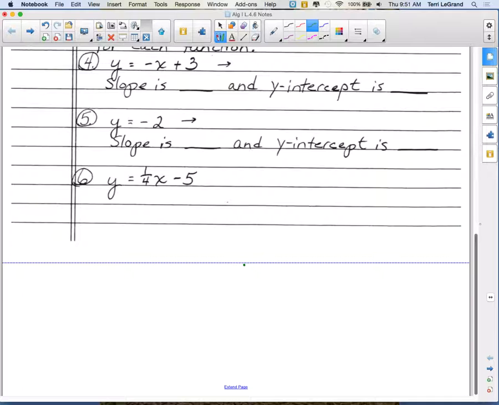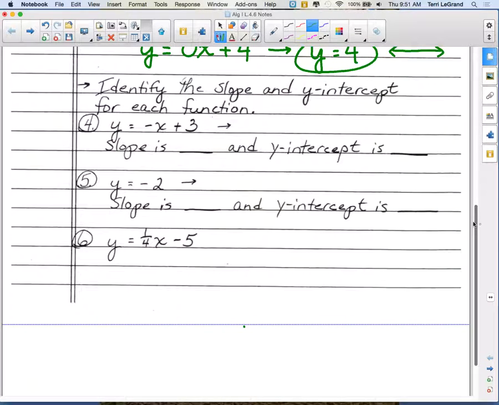Okay, let's go to this next section. In this section, we're identifying the slope and the y-intercept for each function. In other words, they give us the equation this time, and now we're going to pick out the slope and the y-intercept from the equation. So if it is solved for y, such as number 4 is, it has y alone. It is in slope-intercept form.